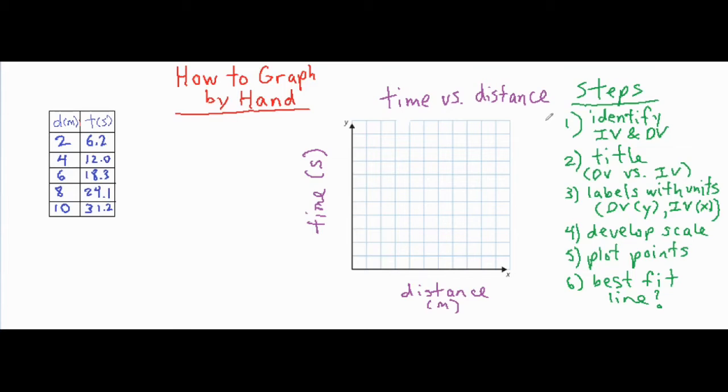Okay, so now that we have completed steps 1, 2, and 3, we're ready to get into the numbers. So we're going to develop a scale that's going to fit properly into our graph, allowing us to utilize the whole graph and all of our numbers. So you have to do a couple steps. You take a look at each column separately.